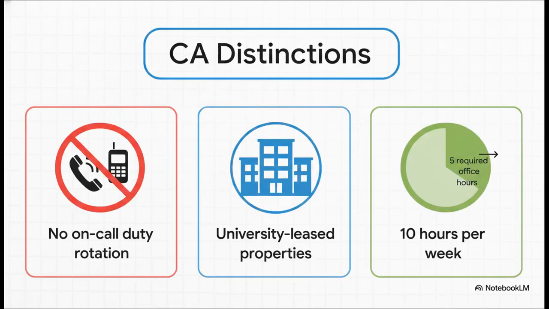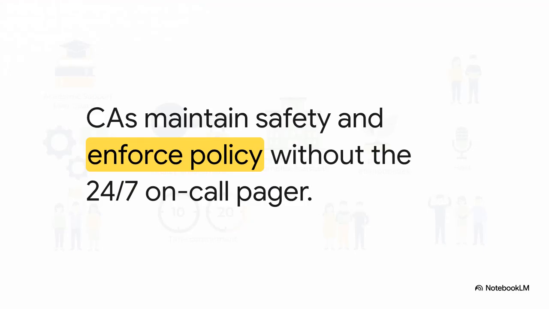The complex assistant has absolutely no on-call duty rotation. Because they are placed specifically in university-leased properties, rather than your traditional massive dorms, their workload is entirely different. They are strictly capped at 10 hours per week, and half of that is eaten up just by holding 5 required office hours. But don't get me wrong, they are still a vital point of contact. They're still doing walkthroughs, reporting maintenance concerns, assisting with administrative paperwork, enforcing policy, and logging their 10 intentional conversations. But they manage their community without holding the heavy burden of that 24/7 on-call pager. They represent a highly targeted administrative community presence in very specialized housing environments.